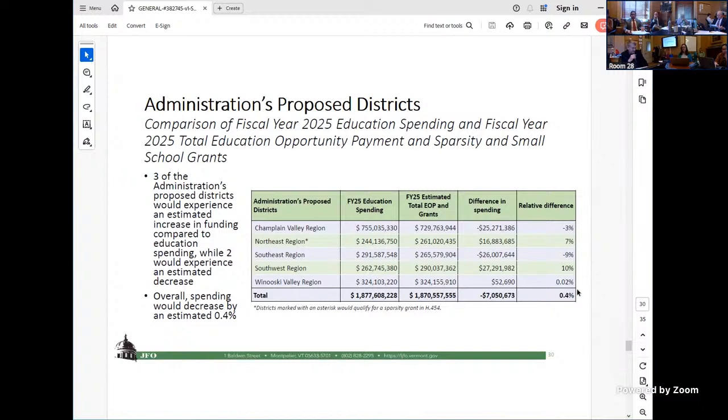Here we see that the relative change would be closer to 0%, largely reflective of the decrease in the sparsity and small school grants available in this, because Northeast would be the only region eligible for a sparsity grant under the weights that were used in the House version.